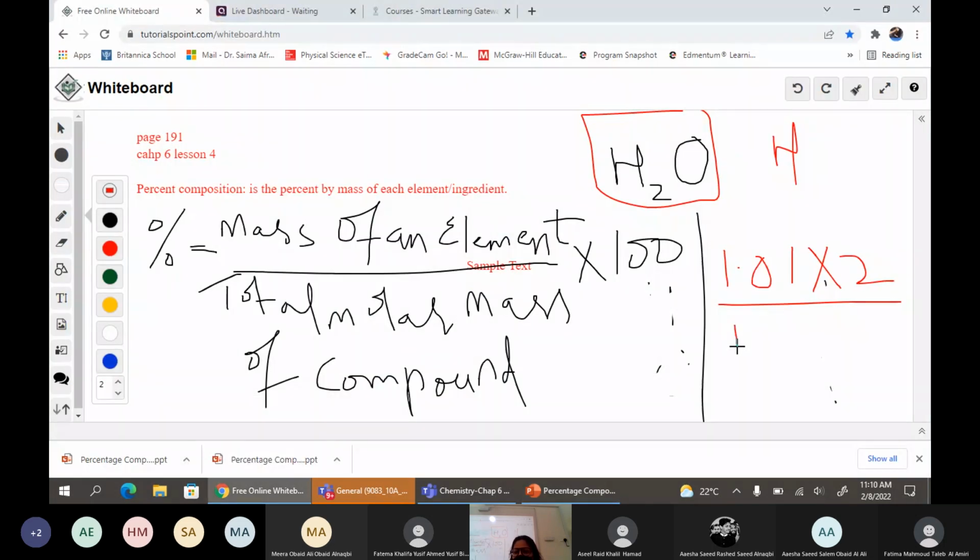So the total mass of the whole compound is 18.01, times 100. What is the answer? Please do times 100 also. 11.2. Very good. So Fatma told us that will be 11.2% of hydrogen. This is the percentage of hydrogen. Please copy this and try to solve for oxygen. I want you to calculate the percentage for oxygen also. First, you complete this and try to solve for oxygen.